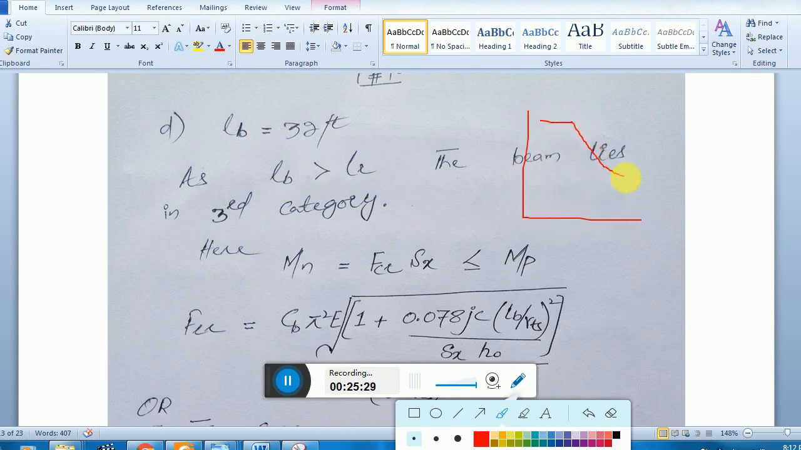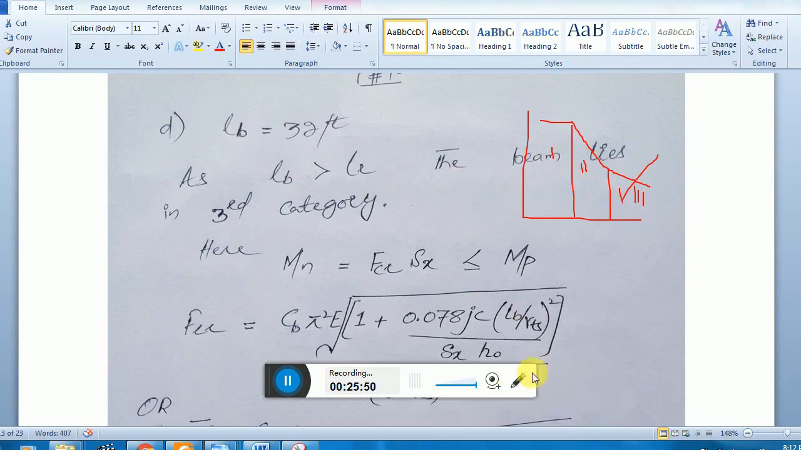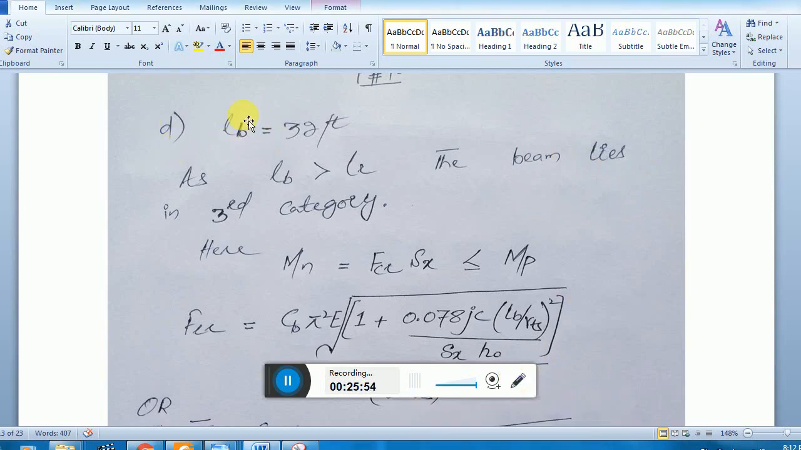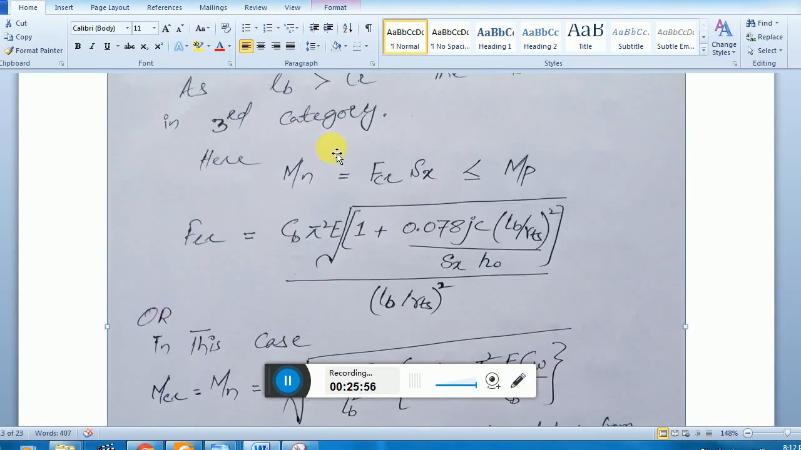Now this is basically the distribution. This is zone 2, clear? This is zone 1 and this is zone 3. So now we are here. Okay. So that's why the strength is the lowest in this zone. Remember. So let us see the effect, when our Lb is 32 feet, what will be the strength in that category?